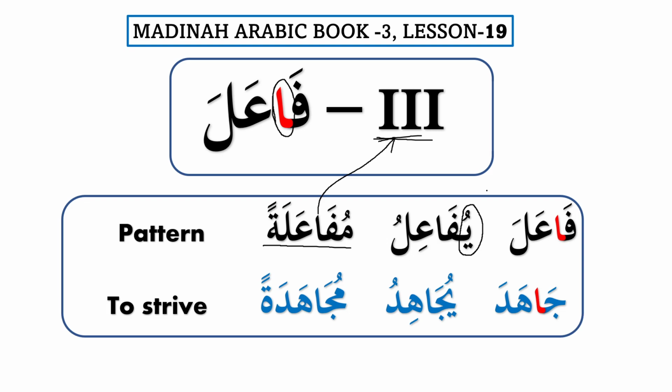Please remember that the mudari usually starts with fatha. The rest of the abwab always start with fatha. But when we talk about form number 2, 3 and 4, the mudari starts with dhamma, as we can see over here. So this is the pattern. And here is the example that we are going to follow: jahada yujahidu mujahadatan, to strive. So this is the form that we are going to discuss in this lesson.